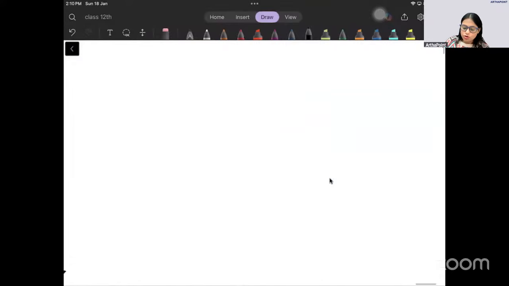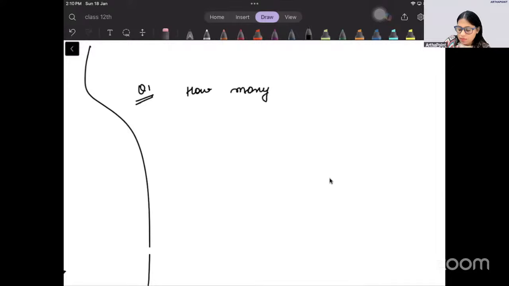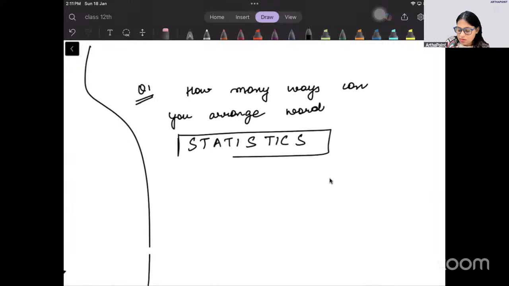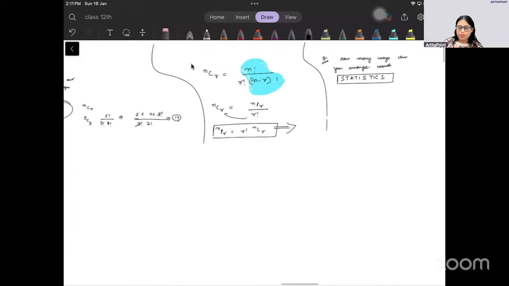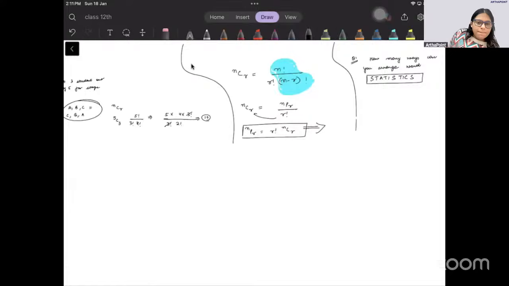Okay, let's quickly take some questions around it. So question number 1. How many ways can you arrange the alphabets in the word statistics? How many arrangements of the word statistics?